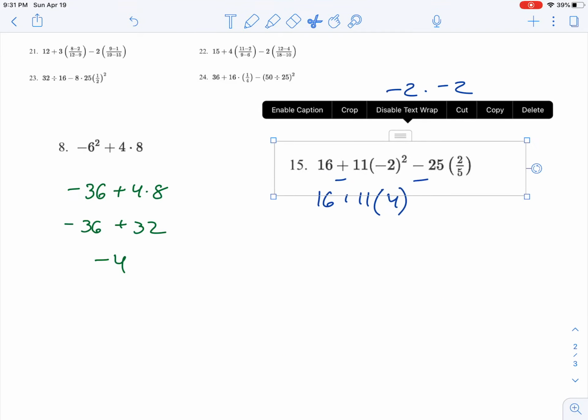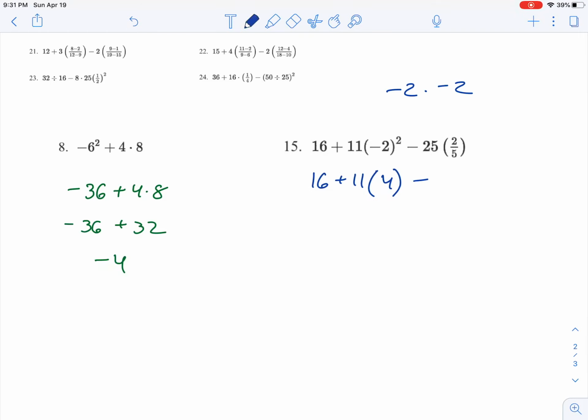So that's 10. Multiplication comes next. 11 times 4 is 44. Next is the addition, because left to right. 16 plus 44 is 60. 60 minus 10 is 50.